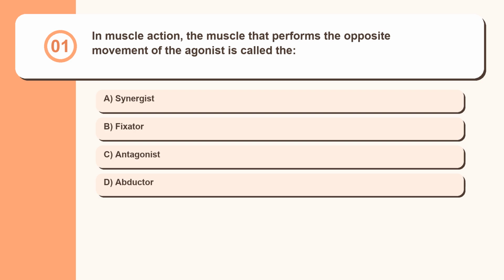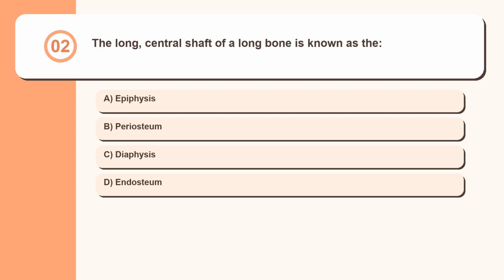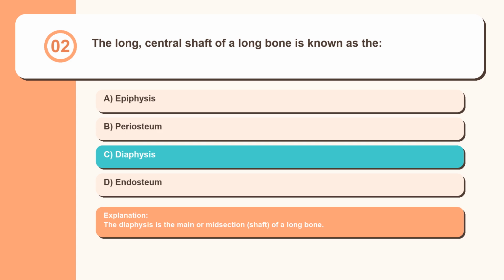Question 1. In muscle action, the muscle that performs the opposite movement of the agonist is called the synergist, fixator, antagonist, abductor. The antagonist is the muscle that opposes the prime mover, agonist, to control and balance movement. Question 2. The long, central shaft of a long bone is known as the epiphysis, periosteum, diaphysis, endosteum. The diaphysis is the main or midsection, shaft, of a long bone.